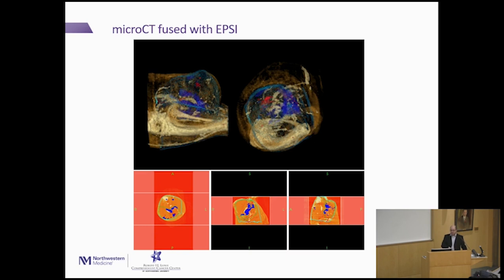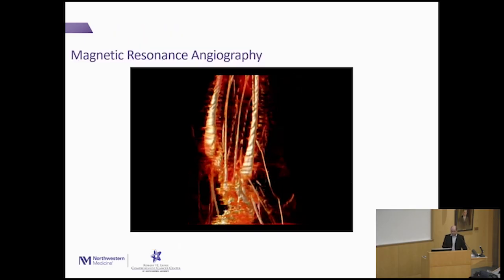But anyways, the point of this slide is we superimposed the EPSI image, and this blue and red here are the vasculature that shows up in EPSI, and these are just 2D representations at the bottom to show that the vascular cast and the EPSI vasculature overlap.